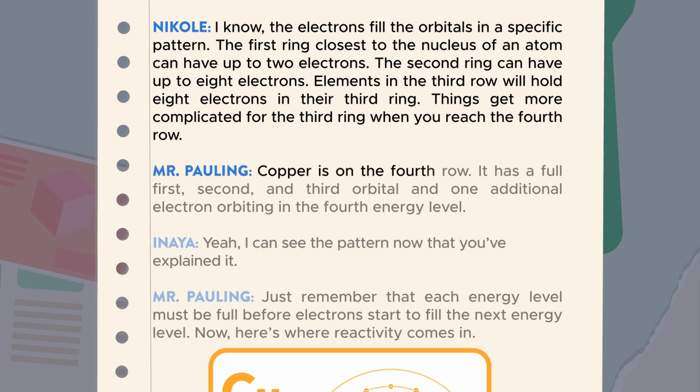Copper is on the fourth row. It has a full first, second, and third orbital, and one additional electron orbiting in the fourth energy level.